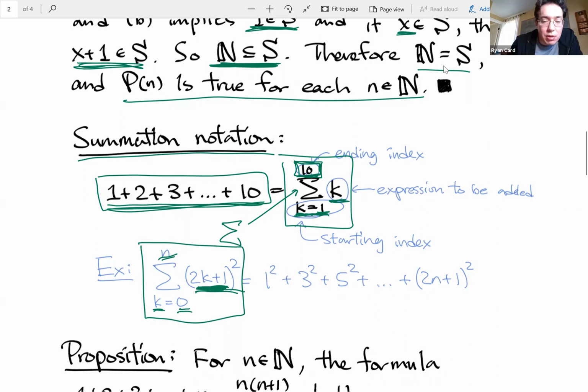So this will count all of the odd positive integers, right? When k is equal to 0, 2 times 0 plus 1 is equal to 1. Sorry, when you square, that would be the first thing. So the first thing you're going to add is 1 squared. When k is equal to 1, 2 times 1 plus 1 is equal to 3, and then you square that. So that's the next thing you add. So 1 squared plus 3 squared plus 5 squared, and so on, all the way up to the nth odd number, (2n plus 1) squared. Okay, so I hope the notation makes sense.